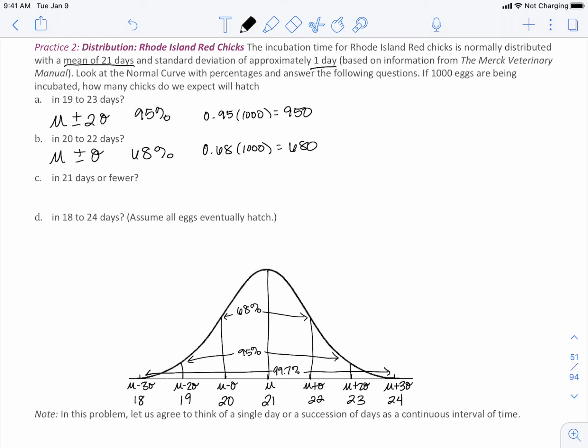I want you to try C, 21 days or fewer. If I'm doing 21 days or fewer, that's everything from here to the left. So that is everything from mu and below. Our mu is our mean, it's our middle or 50th percentile. So if it's everything below that, that's going to be 50% of our data. So we can do 0.5 times 1,000, which comes out to give us 500 chicks.